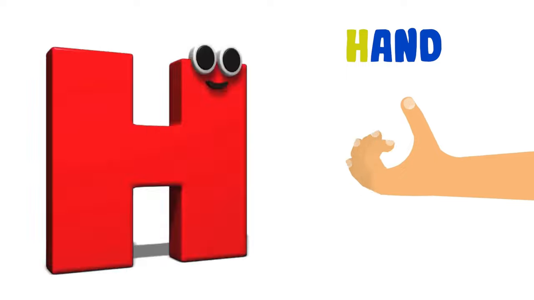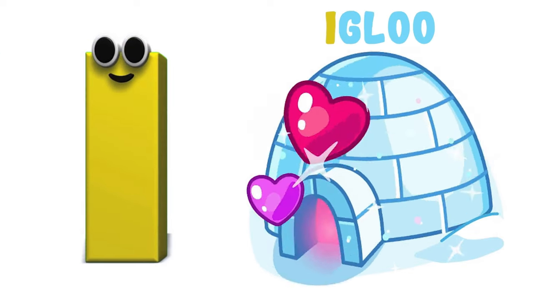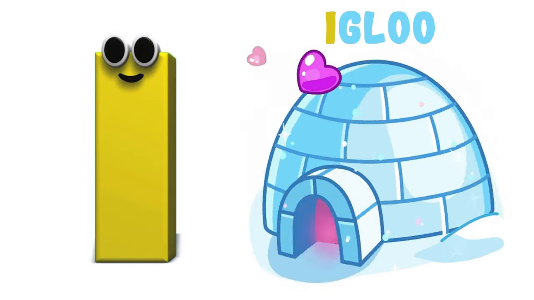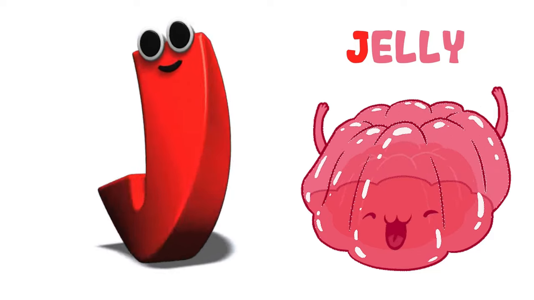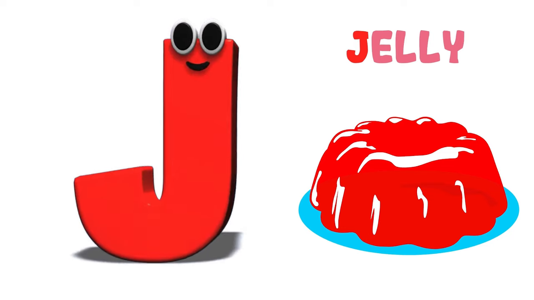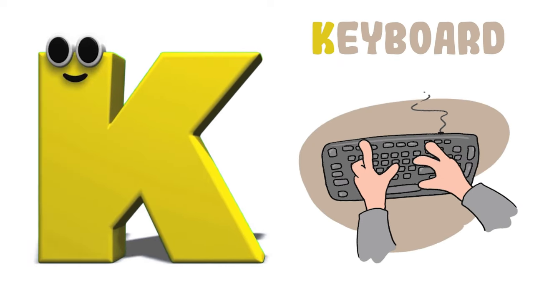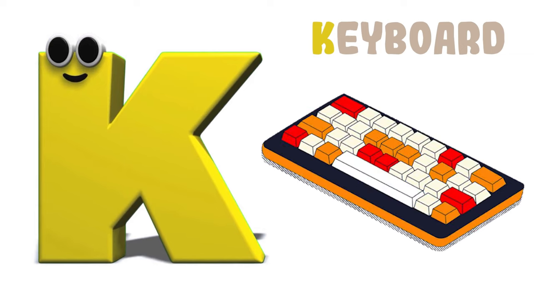H, hand. I is for igloo, I, I, igloo. I, igloo. J is for jelly, j, j, jelly. J, jelly. K is for keyboard, k, k, keyboard.